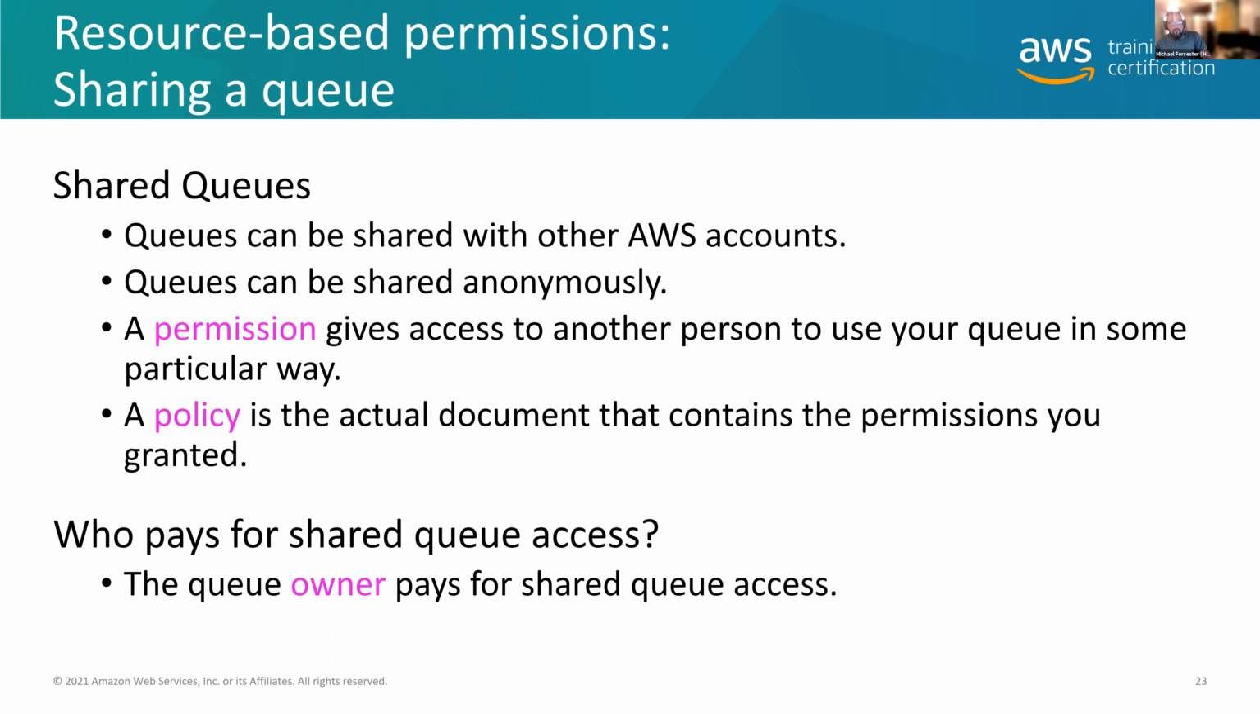Because SQS predates IAM, just like S3 and SNS, it does have resource-based permissions. And what's cool, just like S3 and SNS, is that you could actually let people publicly access your SQS queue. You can even charge them for the use of the queue if they're using an AWS account, right? But typically the queue owner pays for all access to the queue. So be very mindful if you share a queue with somebody. If they go crazy, then you're going to be left with a bill, right?